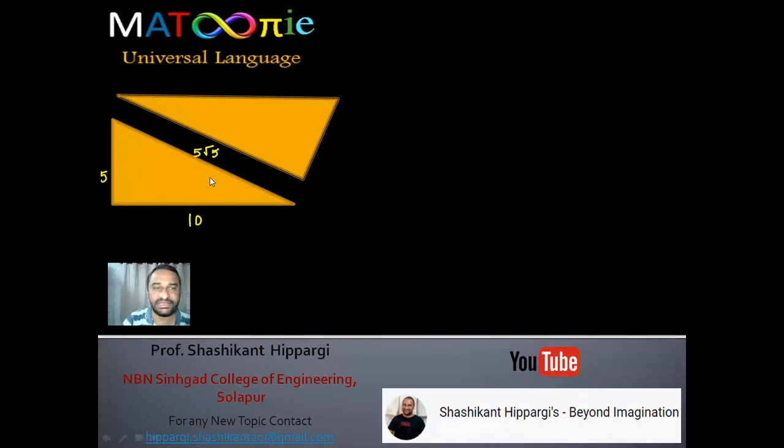Once I separate out this triangle, we need to understand which angles are equal in both the cases. So initially, I'll name it again A, B, C, and then D. So this also becomes C, and this is also A. If you look at this, then I can say that AD is parallel to BC.